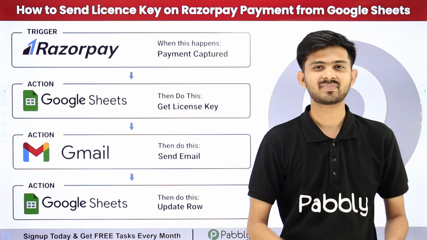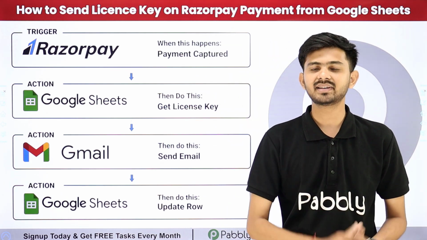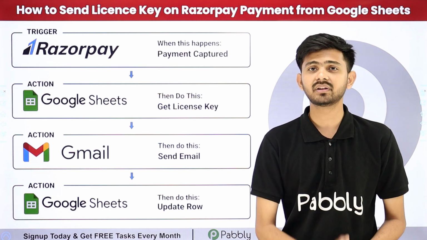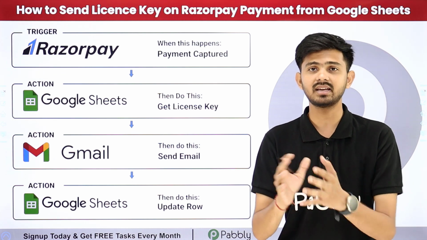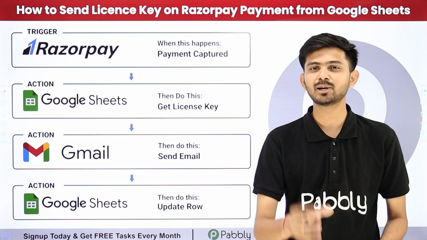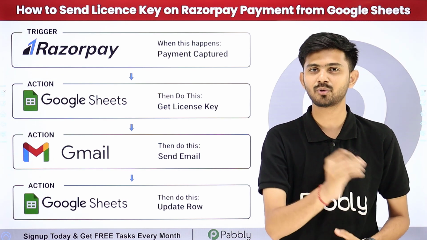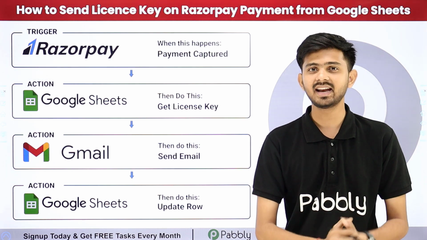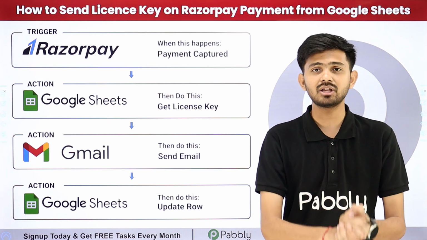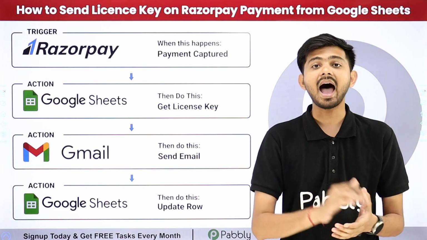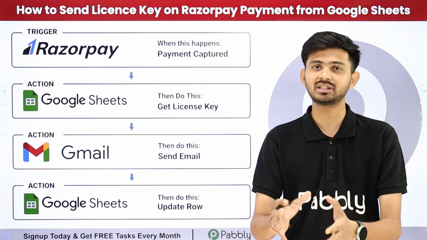Today our topic is how to send license key on Razorpay payment from Google Sheets. So here I'm running my software company and I'm selling my software through Razorpay. Now to activate my software, it requires a unique license key that is stored in my Google Sheet. So here what I want is that as I'm going to receive a new payment for my software through Razorpay, then automatically by getting my license key from my Google Sheet, I'm going to share that license key via email to my customer, and after sending that email via Gmail, I'm going to update my row in my Google Sheet.